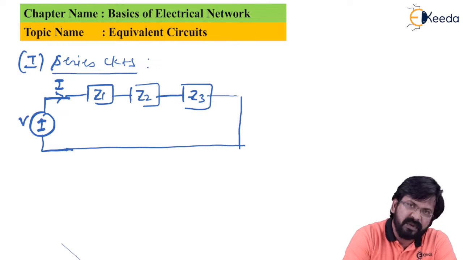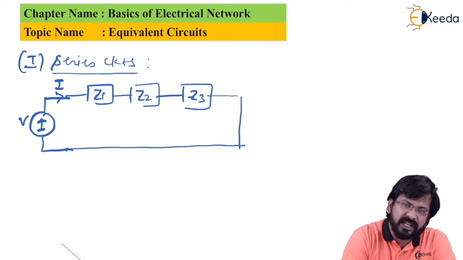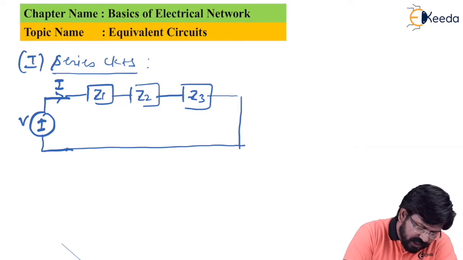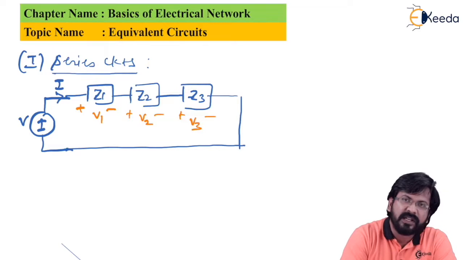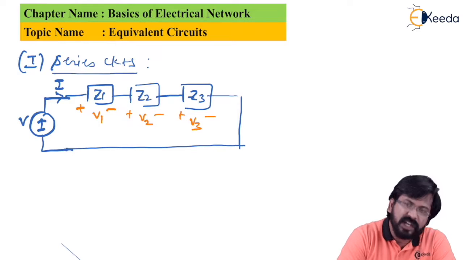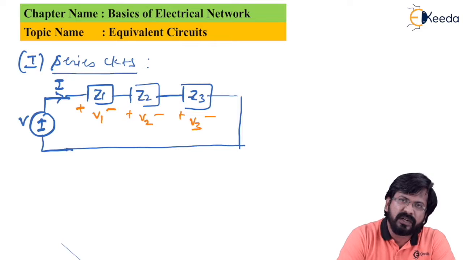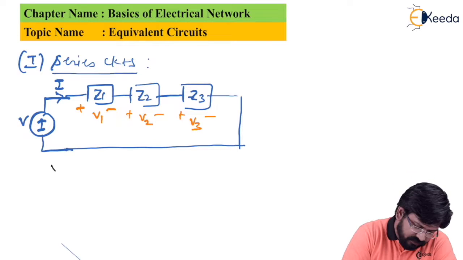Because of this, there would be voltage drop across every element of Z, which is, let's say, plus minus V1, plus minus V2, and plus minus V3. Now by applying KVL, we can write an equation that total voltage supplied V will be equal to V1 plus V2 plus V3.